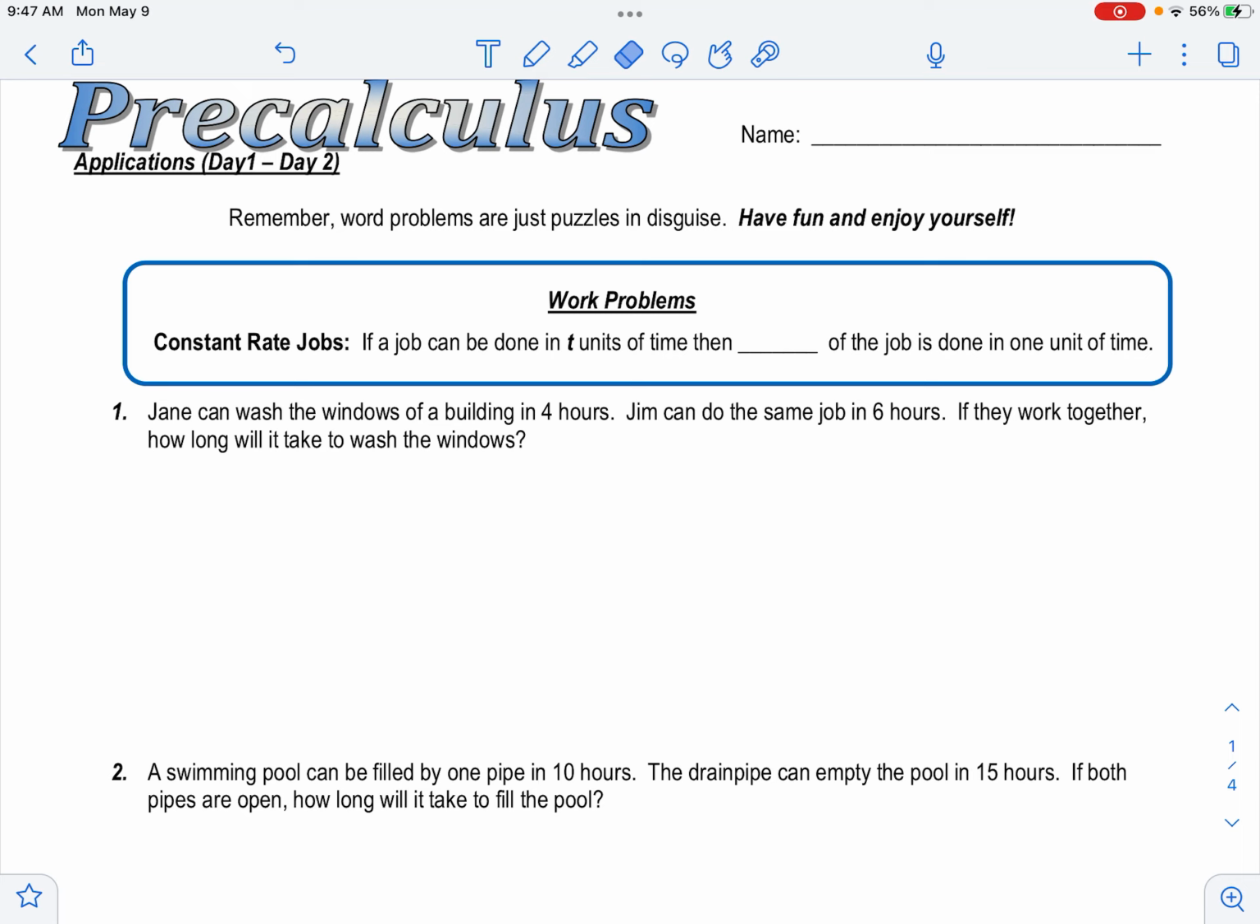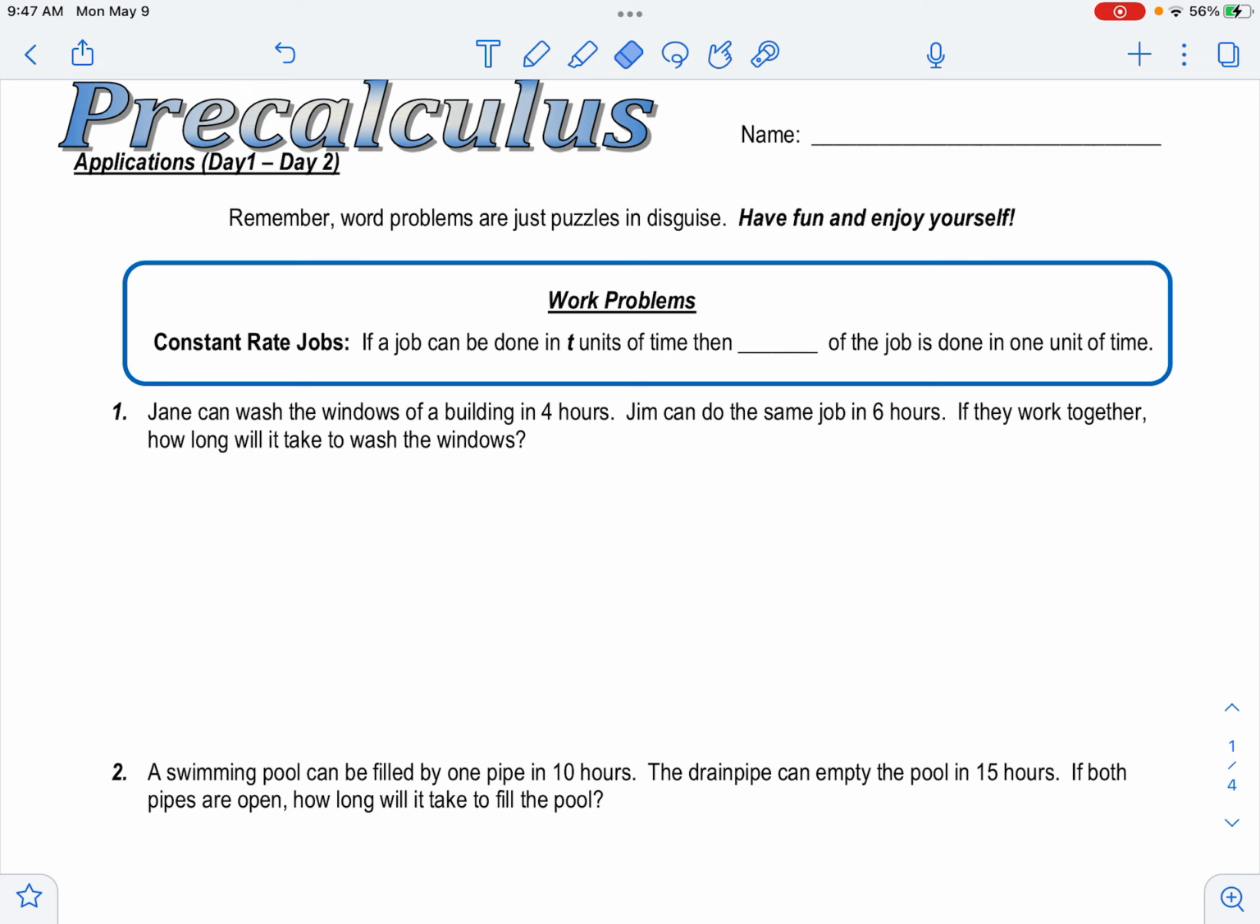Our notes are broken down also into the types of problems. We're going to start with work problems, and we'll also do motion problems in this set of notes. All right, so first off, for work problems, if a job can be done in T units of time, then blank of the job is done in 1 unit time.